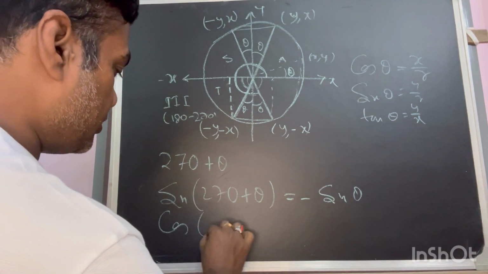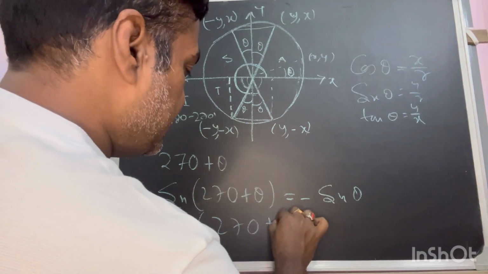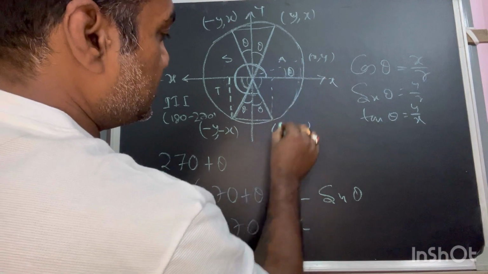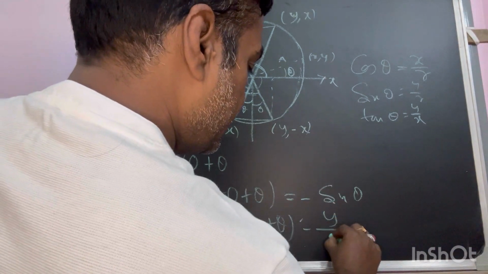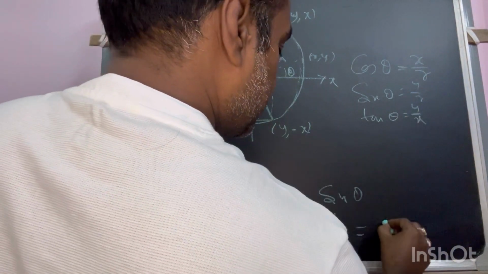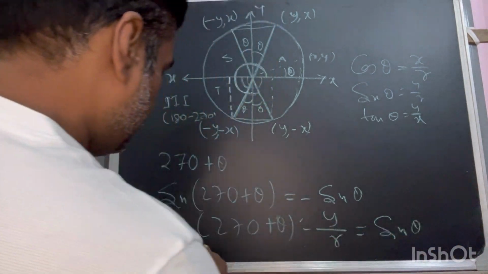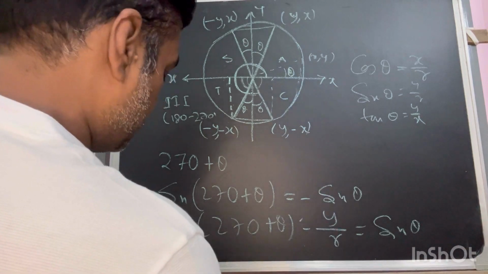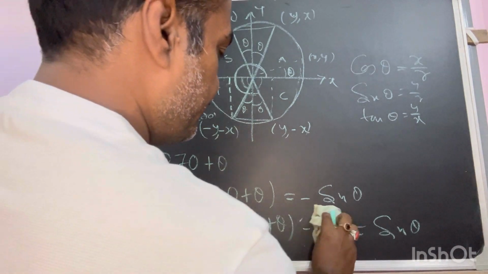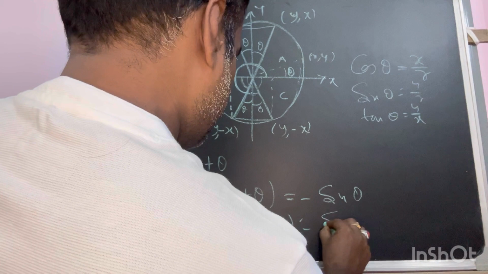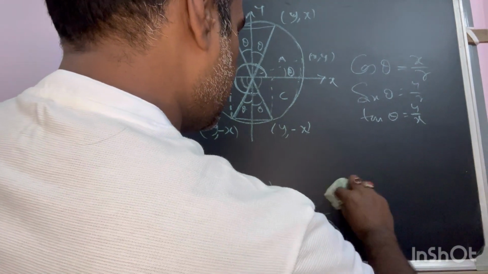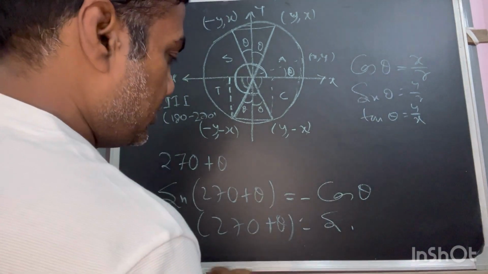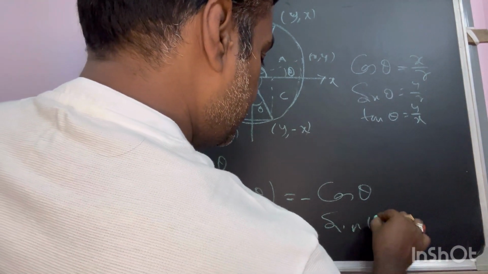Let's check cos 270 plus theta. The same triangle, cos will be this much, this is y. So y by r, that is equal to sine theta. Now see, cos will be sine, cos here it is positive, so cos will be positive. Oh sorry, this was cos, not sine, because cos is x by r. So this will be sine theta.